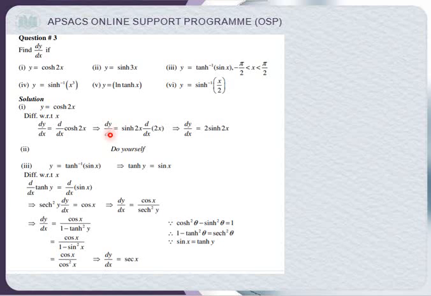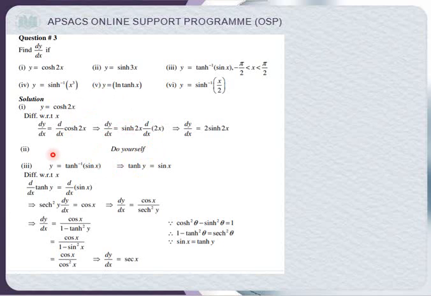What is the derivative of cos hyperbolic 2x? Cos hyperbolic box derivative is sine hyperbolic box and box derivative. That is the formula. The 2x derivative is 2, so 2 sine hyperbolic 2x is the answer. This is only for the MCQ, so the rest of it you have to do by yourself.